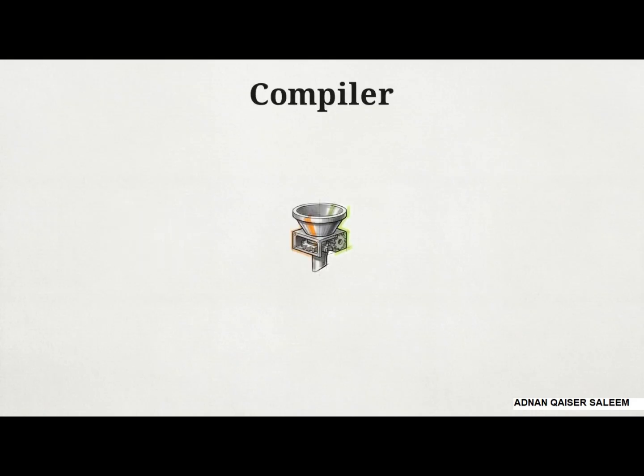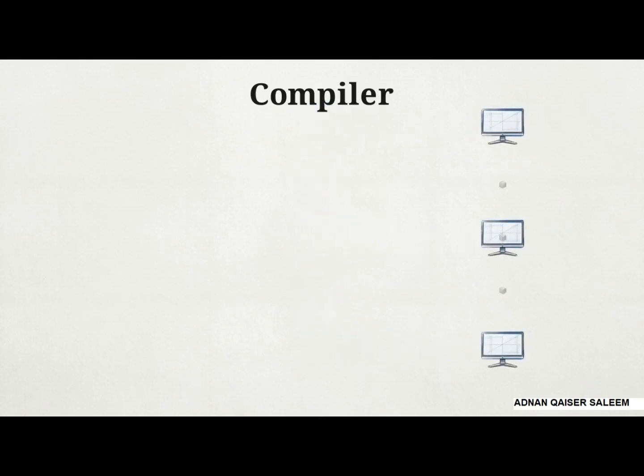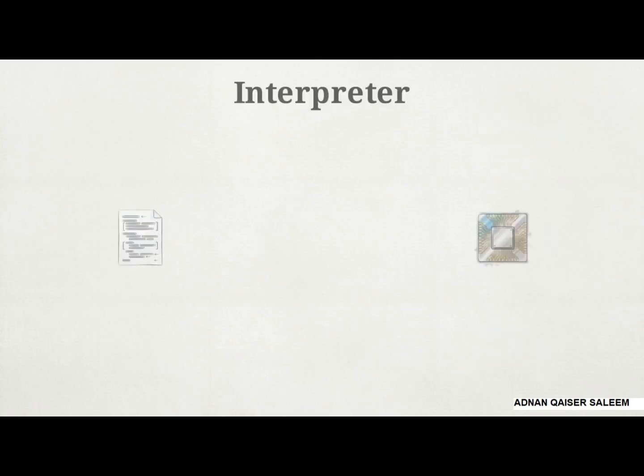A compiler takes the entire batch of source code and translates it all at once, outputting a standalone executable file. This compiled file runs incredibly quickly and strips away the readable code, protecting intellectual property for commercial software. An interpreter handles the job completely differently. Instead of creating a finished file beforehand, it translates and executes the source code line by line while the program is actively running. No executable file is ever saved.